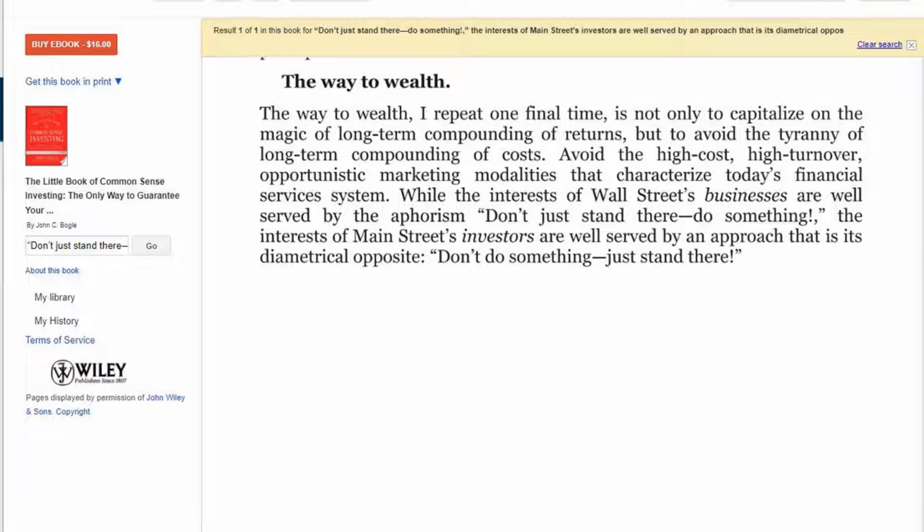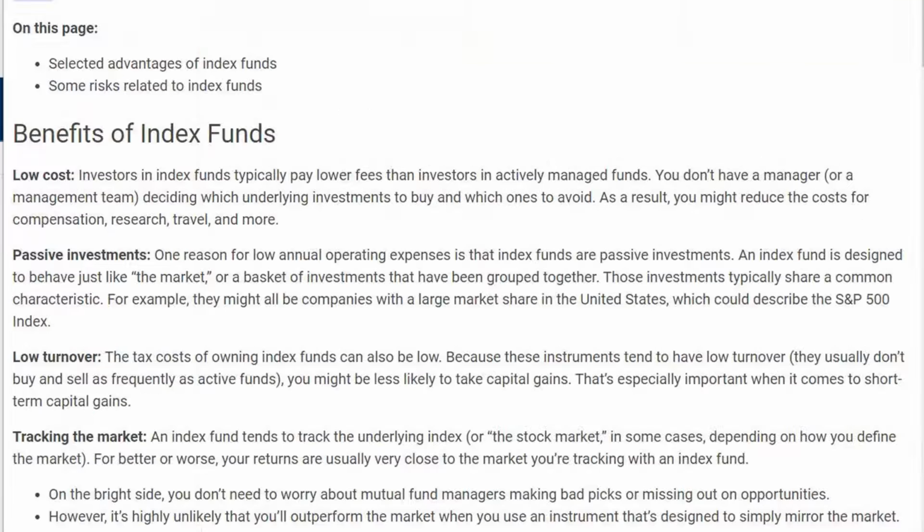So there are a couple of advantages to index investing. One is cost. Without active management, you're not paying for managers, you're not paying trading costs, and the cost of a mutual fund or an ETF is one of the most important determinants in its performance.